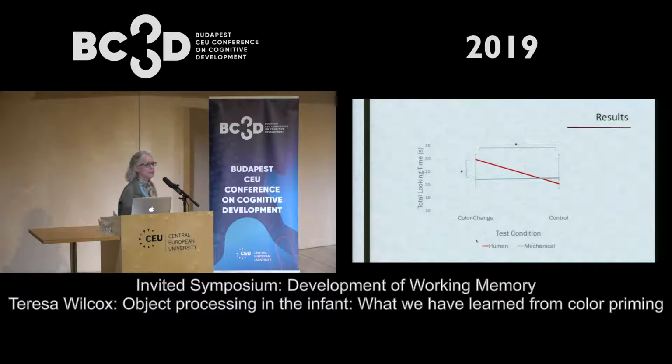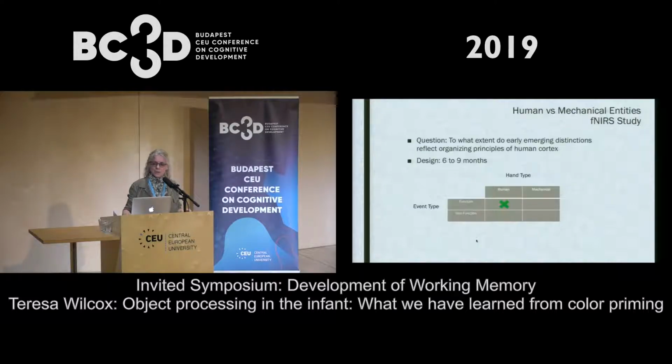Babies who saw the mechanical hand event did not. So the babies who saw the mechanical hand were not primed to attend to color. The babies who saw the human hand were. So our next question was, to what extent do these early emergent distinctions reflect organizing principles of the human cortex? The idea is that there may be something special about human hands and mechanical hands, and if there is something special about them, perhaps the human cortex is organized to perceive and process them in a different way.